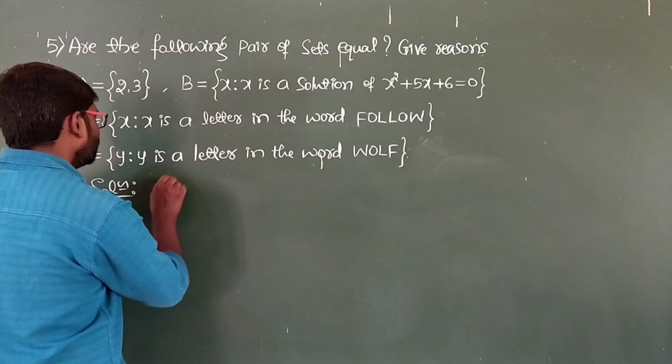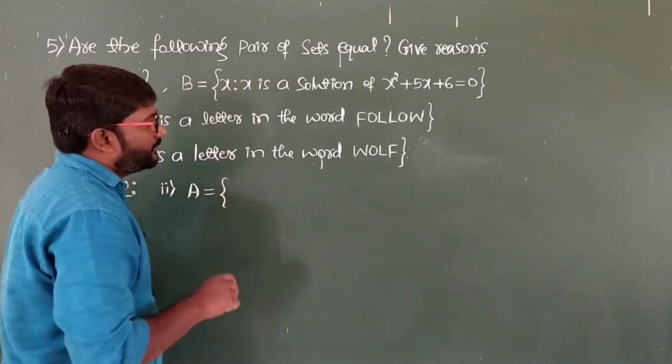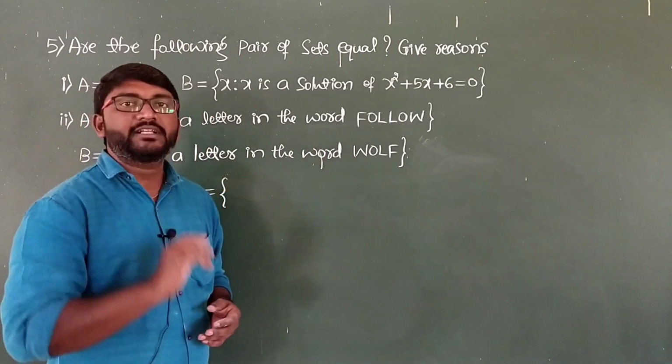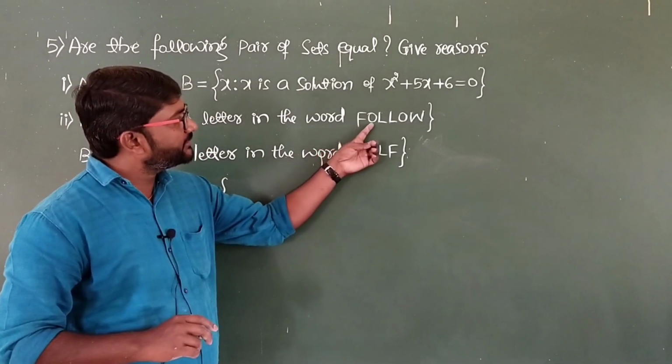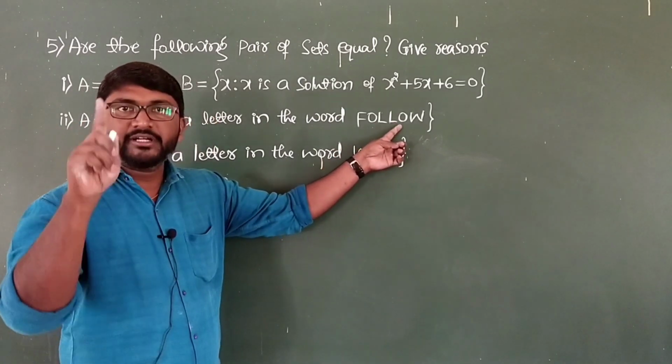Roman number 2, A which is equals to, so we have to write the roster form. Whichever letter is repeated that must be written once. F comma o, and then l is repeating here. You have to write only once.